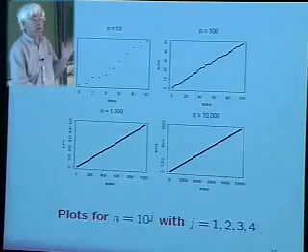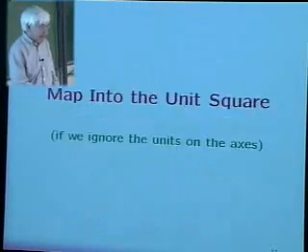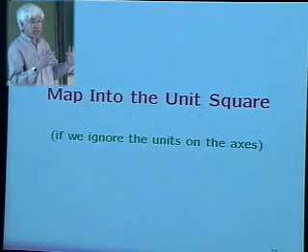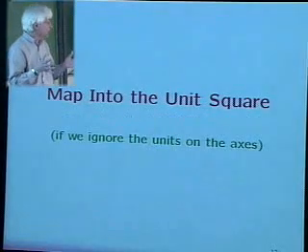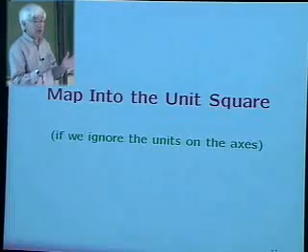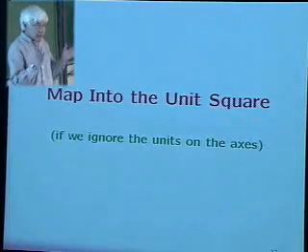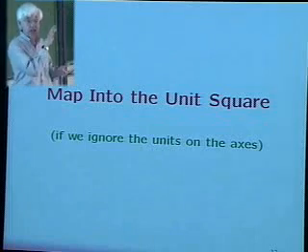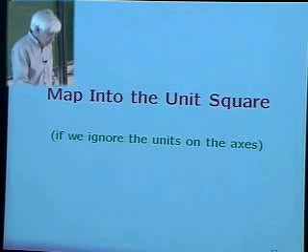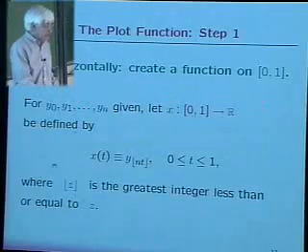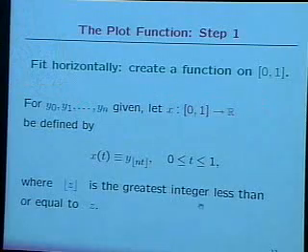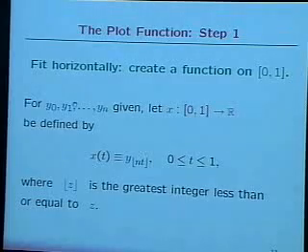The units have been adjusted, but that's done automatically, because the plot program fits the data into this rectangle, right? If you forget the shape of the rectangle, you can think of it as a square: 0, 1 on one axis and 0, 1 on the other axis. Now I'm writing down mathematically what the plotter is doing. I'm not telling it to do that. The plotting routines fit horizontally to create a function on the unit interval.